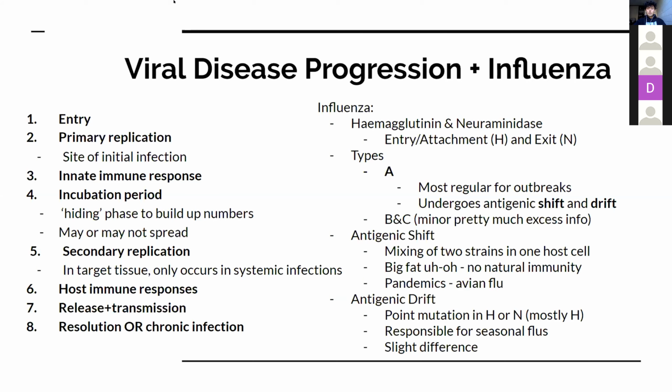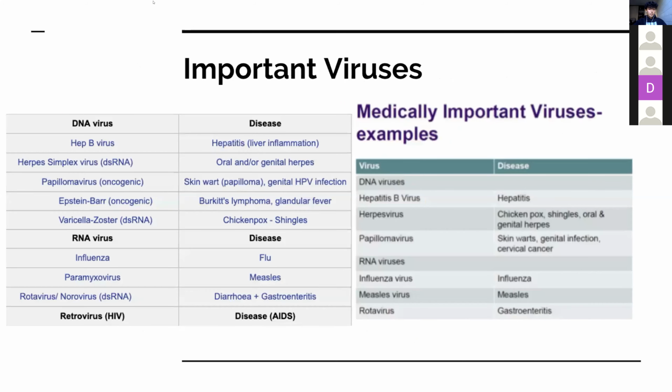That's when a single host cell has been infected by two types of influenza, for example, and then the two strains mix while integrating, and then you get a whole new strain which you have no natural immunity to, and these are the cause of your major pandemics, such as the avian flu. Antigenic drift is mostly for seasonal flu, and there are point mutations in either the hemagglutinin or neuraminidase receptors. Yeah, next slide. Let me know if I'm going too fast, or if you want me to speed up.